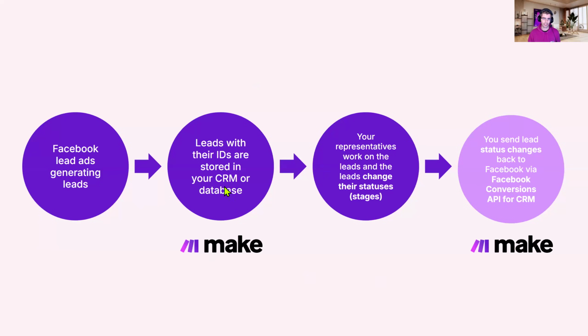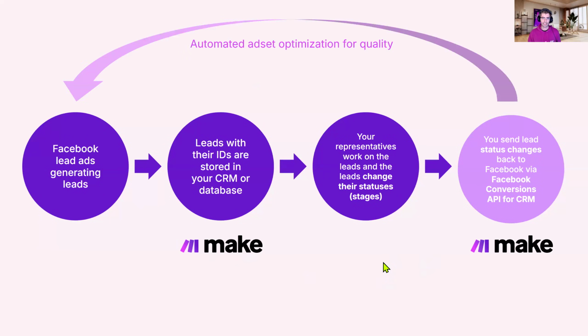Okay, so this is the technical problem we are going to be solving. And by doing this, we are going to be optimizing our ad sets for quality and not so much for quantity. Because right now, you as a marketer, if you are running lead gen campaigns, I'm pretty sure that 95% of you are probably optimizing for the lead volume and not so much for quality.